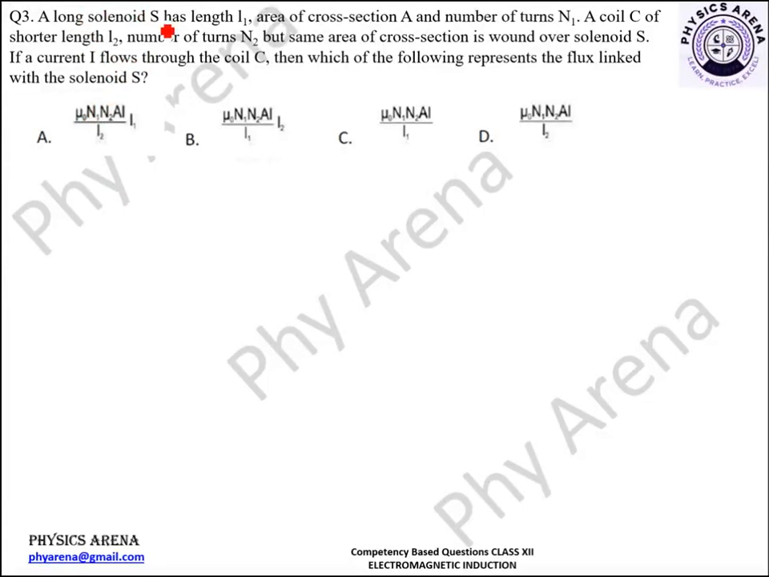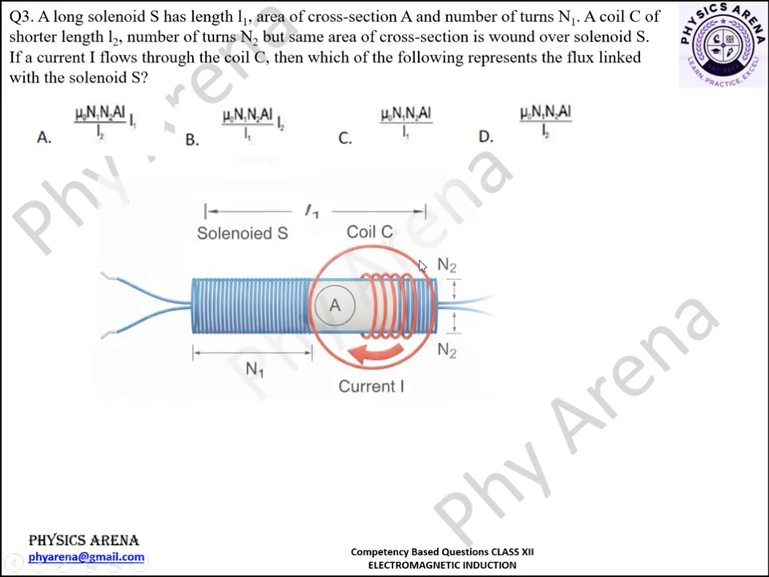Question 3. A long solenoid S has length L1 and area of cross-section A, number of turns are N1. A coil C of shorter length L2, number of turns N2, but same area of cross-section is wound over the solenoid S. If current I flows through the coil C, then which of the following represents the flux linked with the solenoid S?